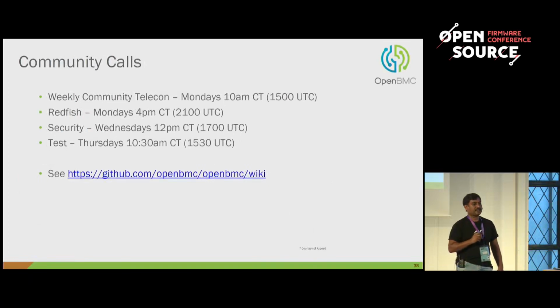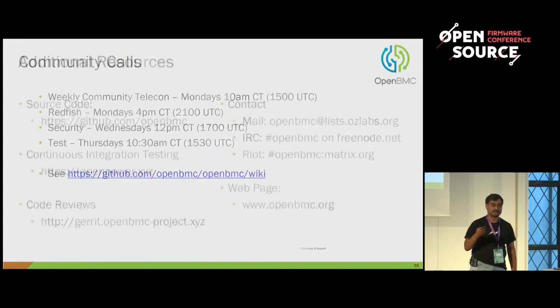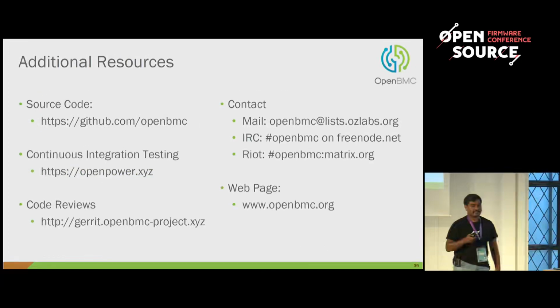There's a bunch of community calls, one for the project, and the others for project specific or focus areas, working on planning, testing, or Redfish. There are subgroups working on each of these independently. They meet once weekly to share their status and plan for the next event. There are a bunch of additional resources here. Where is the source code? Where does the continuous integration testing happen? Code reviews, contact information, IRC channels, and the main web page that connects all of them together.